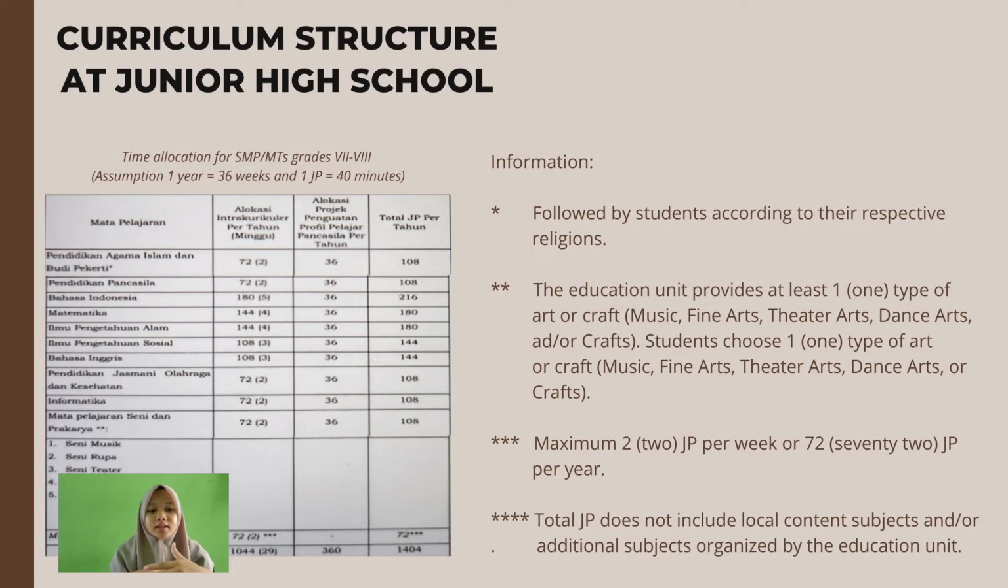May be different with structure at junior high school grades 9 and grades 7, 8, maybe in information number 3. In structure at junior high school grades 7, 8, maximum 2 time learning per week or 72 time learning per year, and in grade 9, maximum 2 time learning per week or 64 time learning per year.